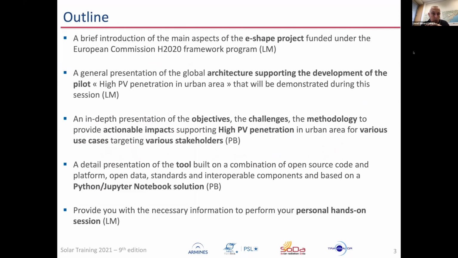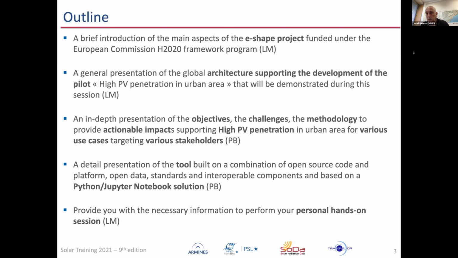So I will introduce the support research project called eShape, which is a project funded under the European Commission Horizon 2020 framework program. It will be really fast, but I would like you to have the global support of the development we are currently doing in this pilot. Then I will present you one slide of the global architecture which supports the development of this pilot. The idea is for you to make sure you understand where the components are located in this puzzle that we are going to develop further on.